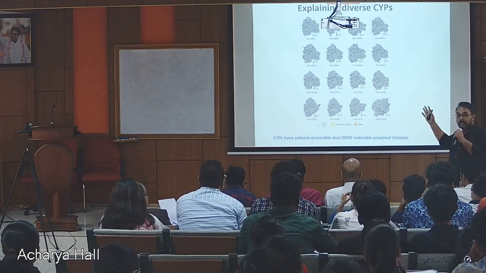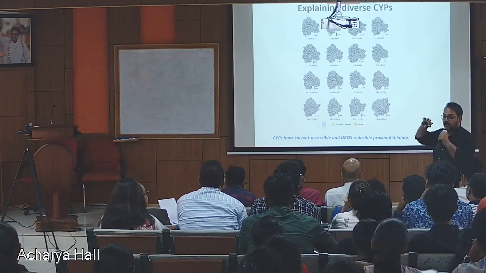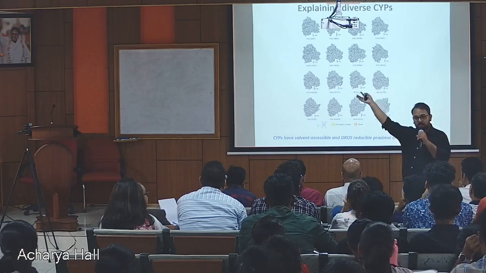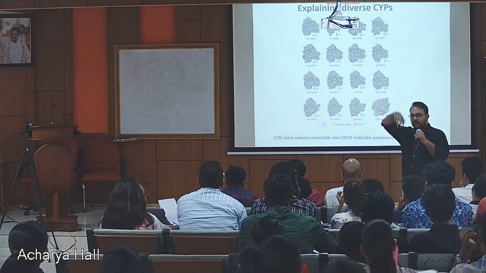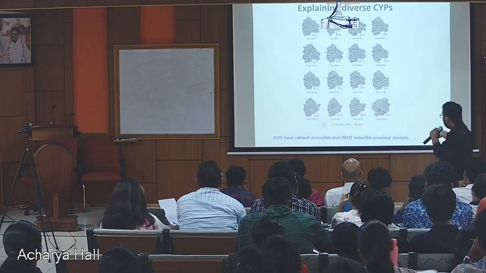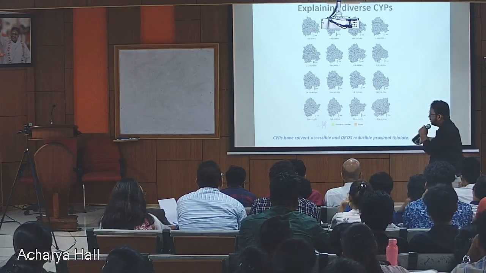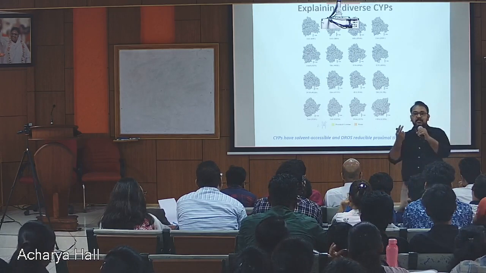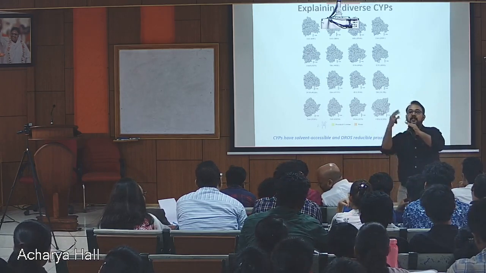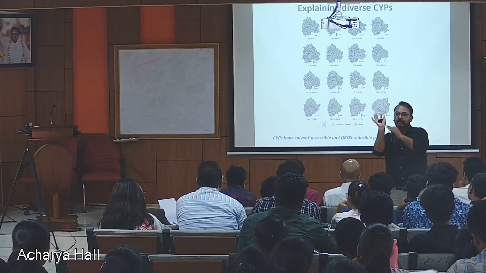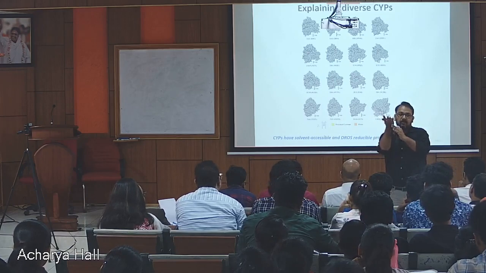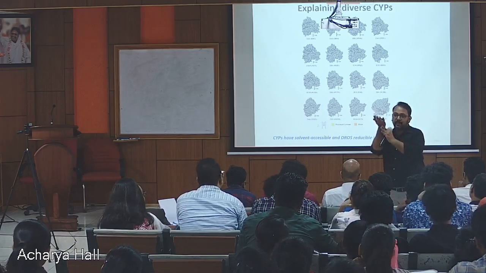This is the proximal site, not the distal site. I just told you the distal site is, according to the prevailing theory, where the substrate should come inside from. What do you observe here? This green thing is actually the proximal cysteine. And what is that proximal cysteine? Proximal cysteine is where the heme is sitting. The Fe, the porphyrin ring, is sitting on that cysteine.